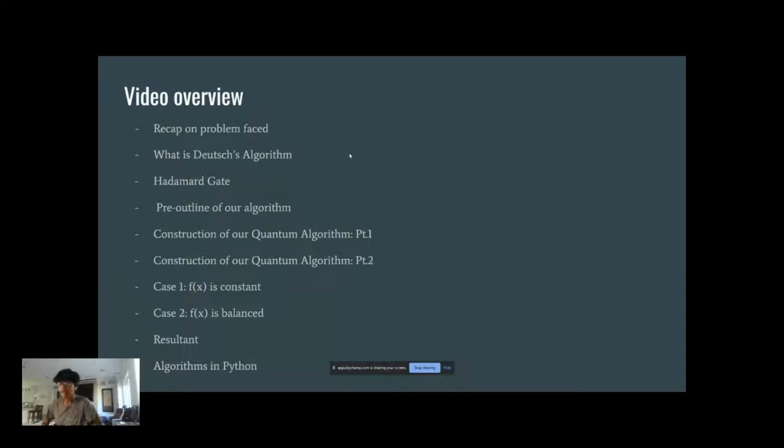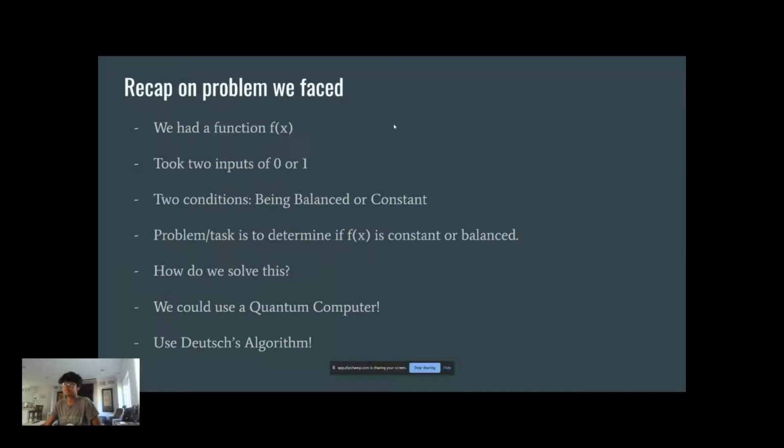So other than that, let's cover what we're going to see in this video. We're going to have a recap on the problem that we faced in our previous video. Then we're going to do a simple review on what Deutsch's algorithm is, the Hadamard gate, the pre-outline of our algorithm, and the construction of our quantum algorithm. That will be in two parts: our case 1, where f of x is constant, and our case 2, where f of x is balanced. And then we're also going to be seeing what the resultant is and the algorithms in Python.